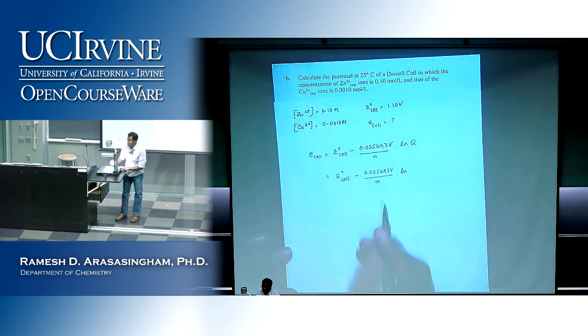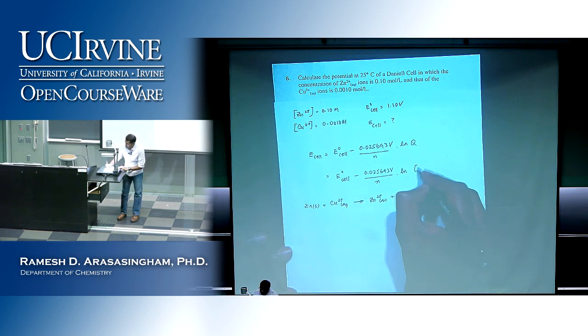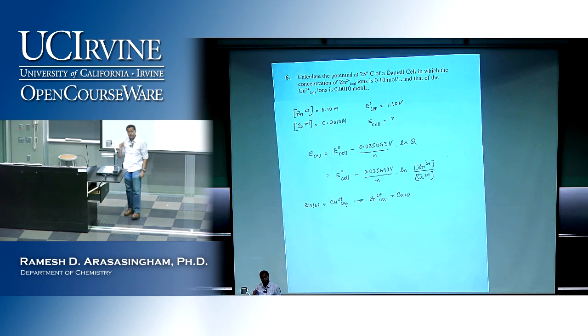And we know for the Daniell cell, the reaction that we're looking at is zinc solid plus copper 2+ aqueous, giving me zinc 2+ aqueous plus copper solid. So the expression for Q would be the concentration of zinc ions divided by the concentration of copper ions. All right, that's what Q would be.